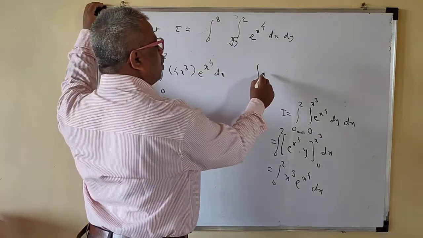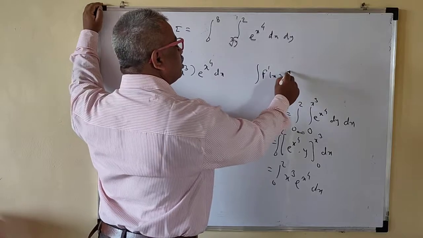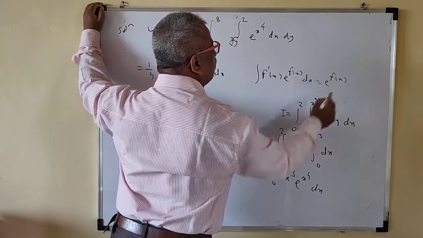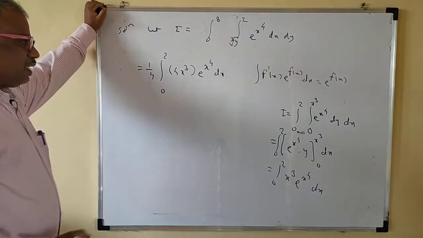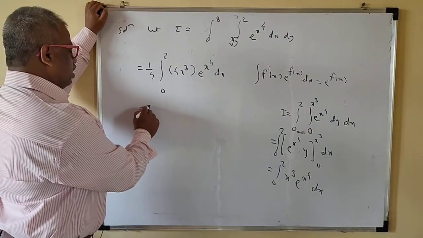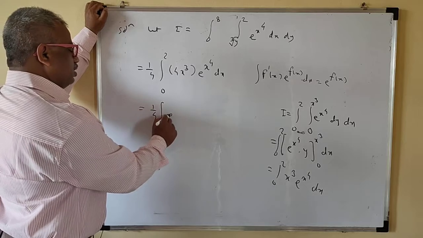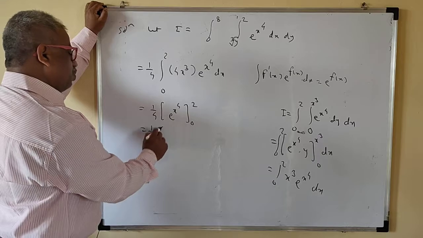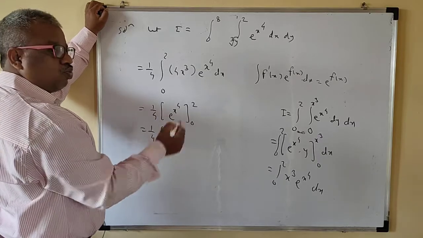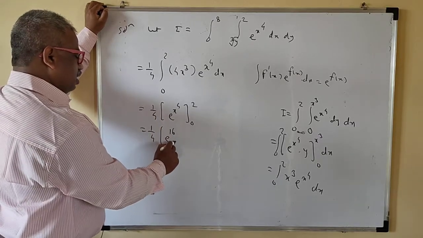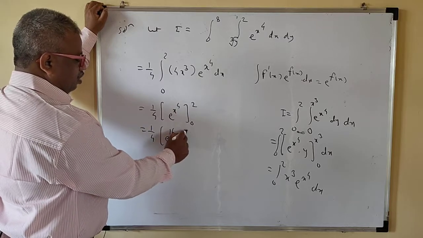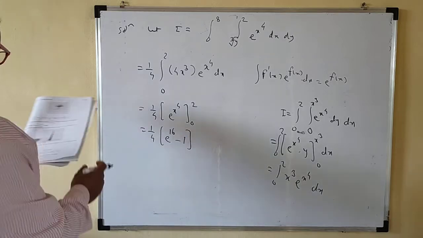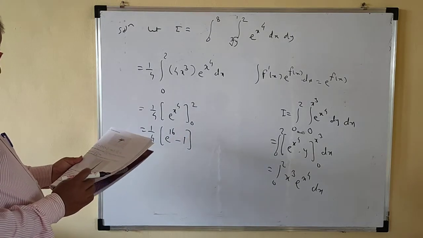of 4 x cube e raised to x to the power 4 dx. So we use this formula: integral of f dash x e raised to f of x dx is equal to e raised to f of x. So we apply that formula. That gives 1 by 4 times e raised to x to the power 4, from 0 to 2. If you put x is equal to 2, 2 raised to 4 is 16, so this is e raised to 16. If you put x is equal to 0, this is 1. So this is 1 by 4 times (e raised to 16 minus 1). This is your required answer.